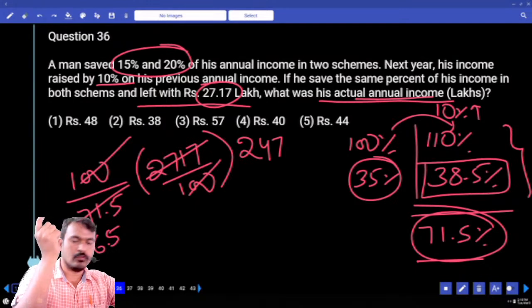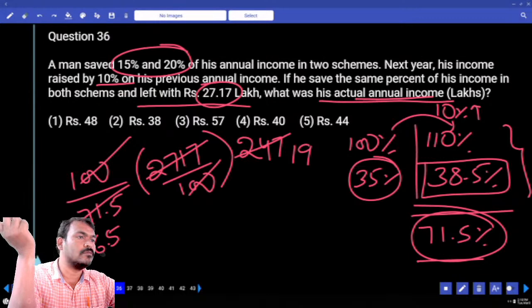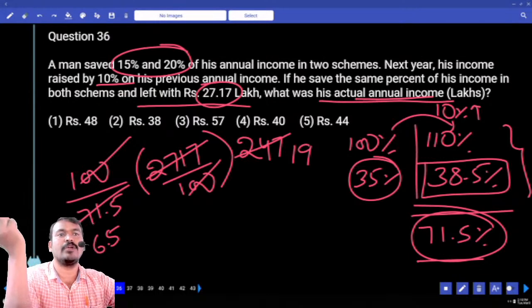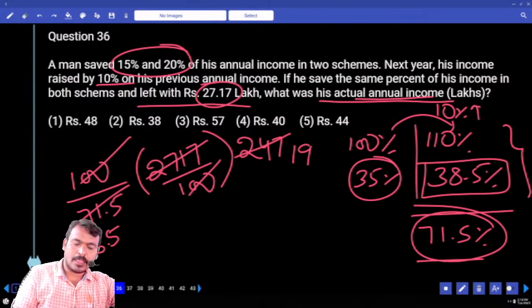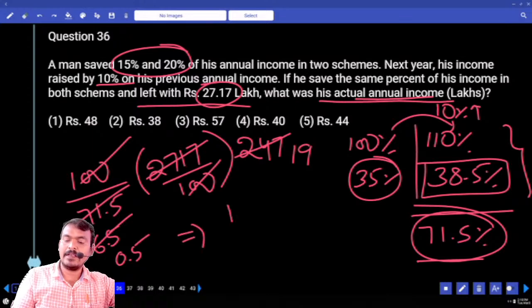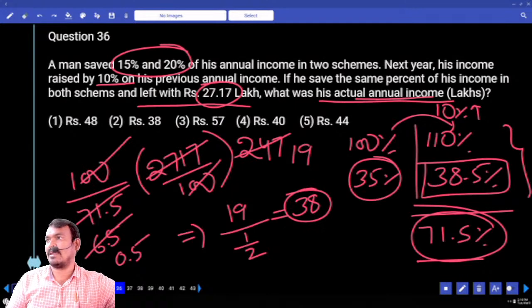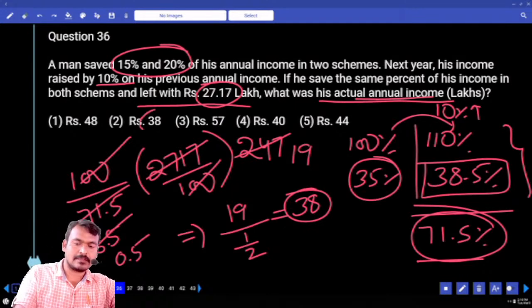13 by 2. 13 how many times 247? 1 time. Again 9 times or not? 13 ones are 13. Remaining value 117. 117 means how many times? 19 times or not? But 6.5 means 13 how many times? Half time or double time? Half time. Then answer is 19 by 1 by 2 or not? It is equal to how much? 38. Means it is 38 lakhs. 38 lakhs.